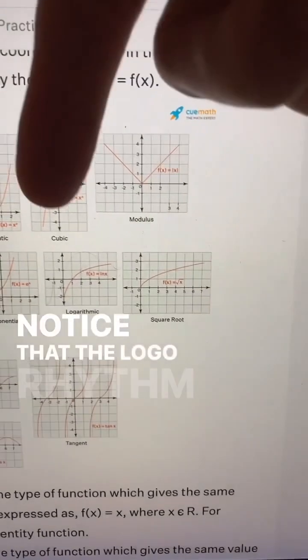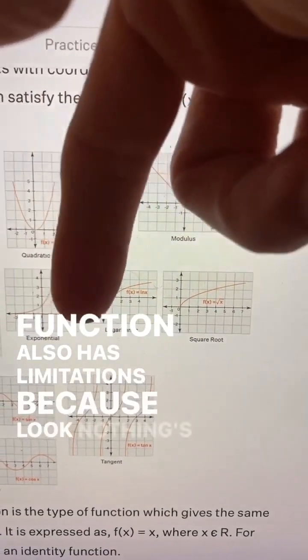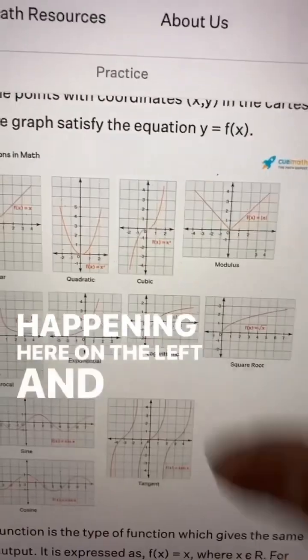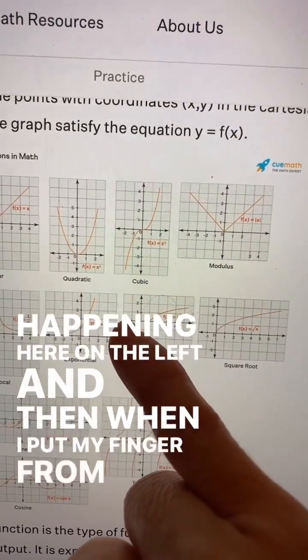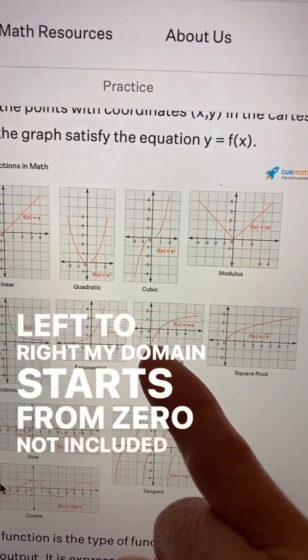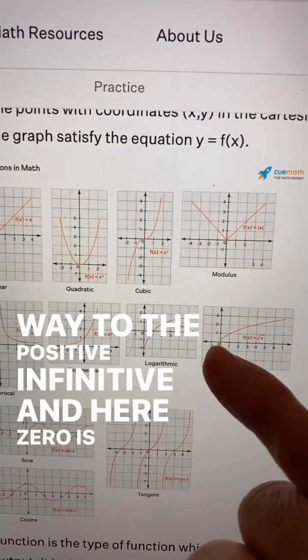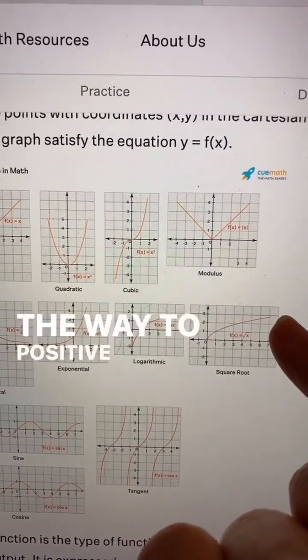Notice that the logarithm function and the square root function also have limitations, because look, nothing's happening here on the left, and then when I move my finger from left to right, my domain starts from 0, not included, all the way to positive infinity. And here 0 is included, all the way to positive infinity.